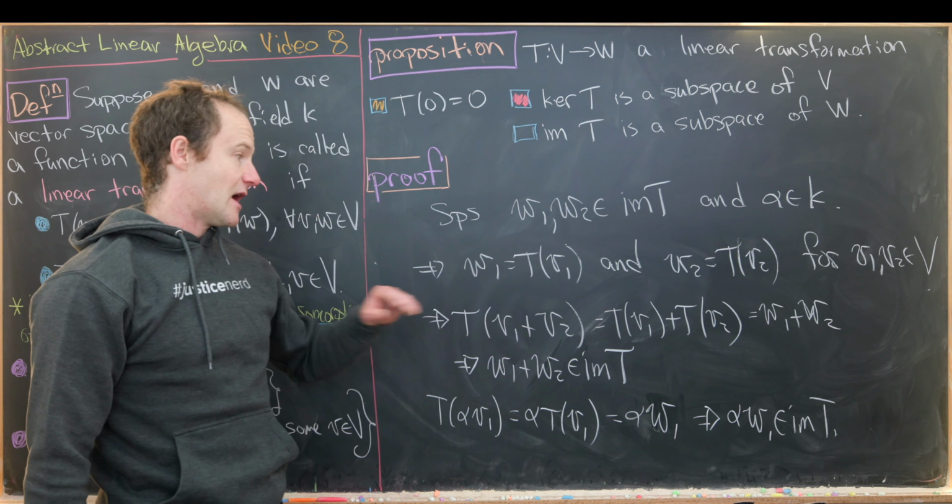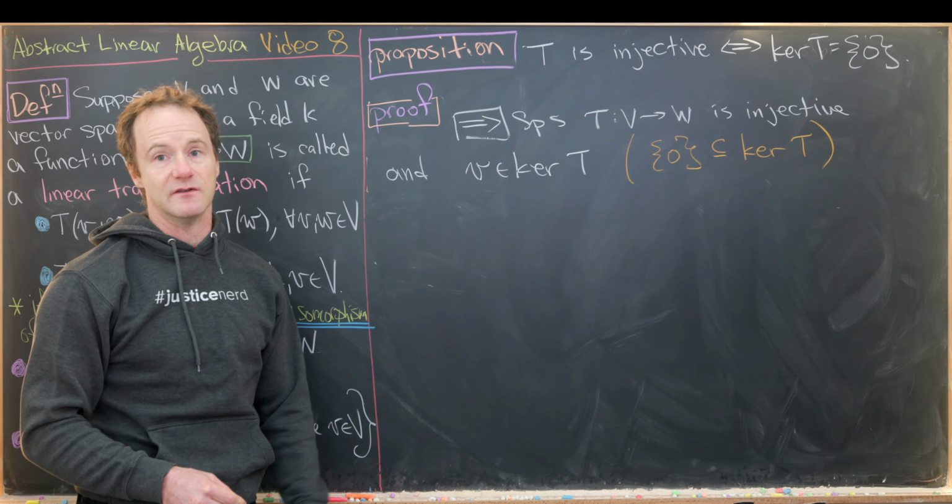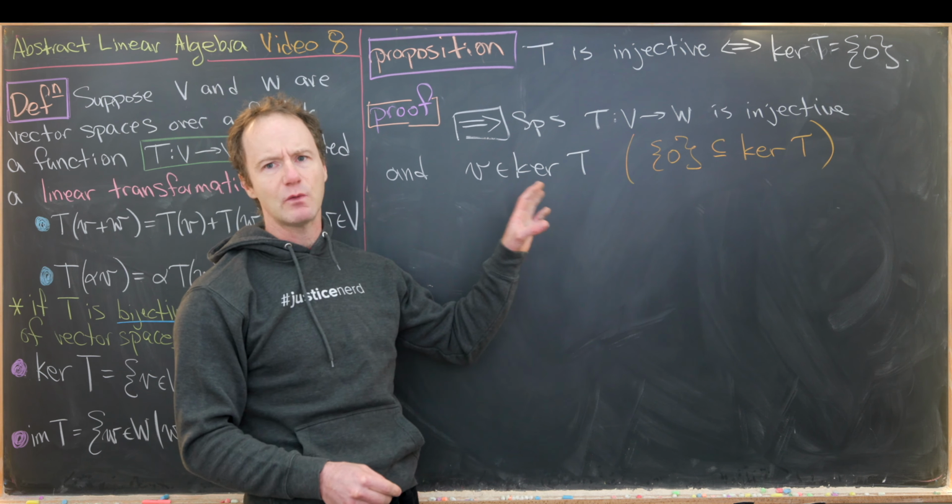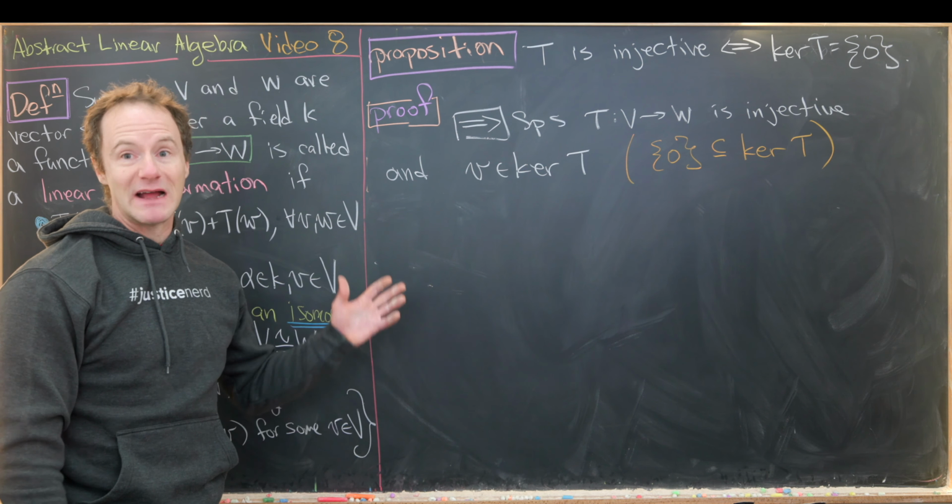And I should say, maybe before we get started, we already know that this set containing the 0 vector is a subset of the kernel of T. So really we just need to show that the kernel of T is a subset of the set containing the 0 vector. And then we've shown that they're equal by double containment.